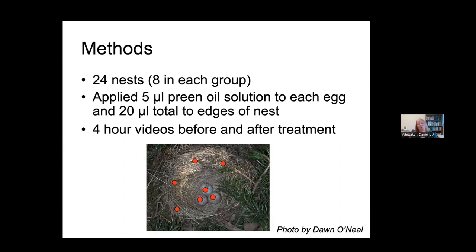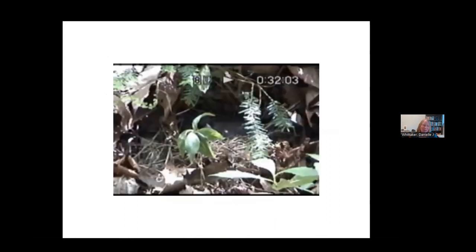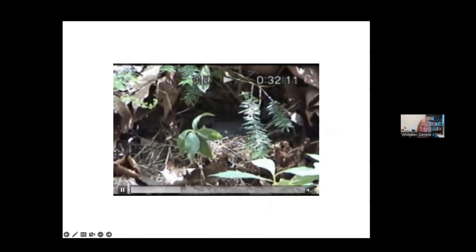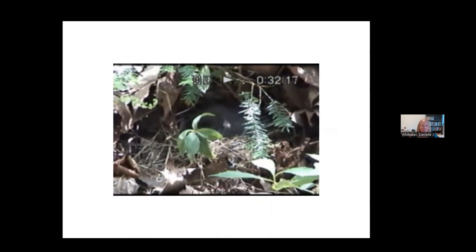Now, this meant I watched a whole lot of boring videos of birds sitting on nests, but I did see some cool things. Hopefully this will play all right. Yep. So here it's a little bit fuzzy. This was before digital video, but there's a junco sitting on a nest back here. She's just returned after I've applied preen oil to her nest, and she looks like she's noticed something is different and wrong. She's a little bit disturbed.